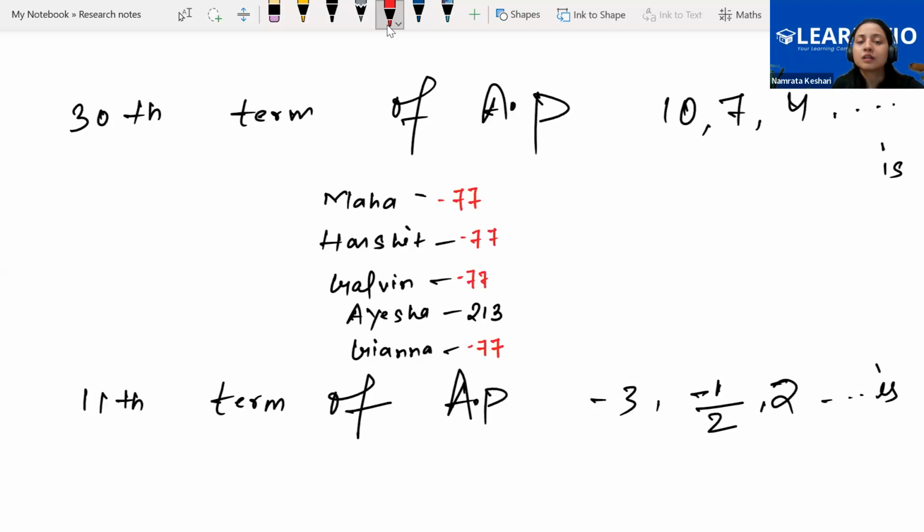Here, the one and only formula we have seen so far is the formula for the nth term: an is equals to a plus n minus 1 into d. What is an, what is a, and which three pieces of data are given over here?